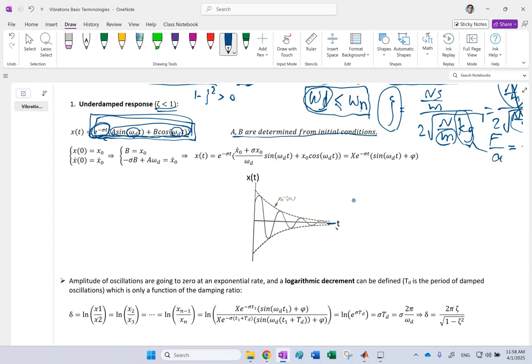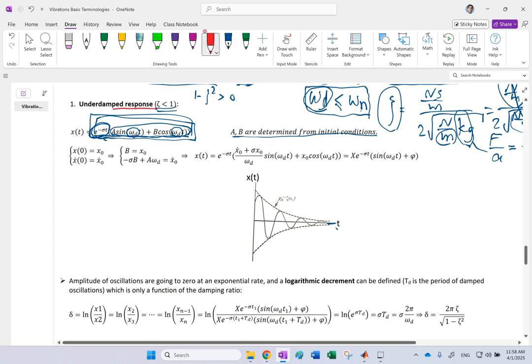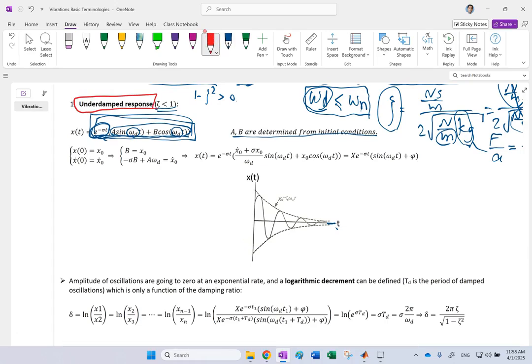Okay, so you get a damped harmonic, and this kind of response in vibrations, we call it underdamped response, which means there is damping, but it's not strong enough to kill all the oscillations. There is still oscillation. Ultimately, the system will stop because zeta is less than 1. Zeta means what? Remember, zeta is c over 2 square root km. This guy is less than 1.